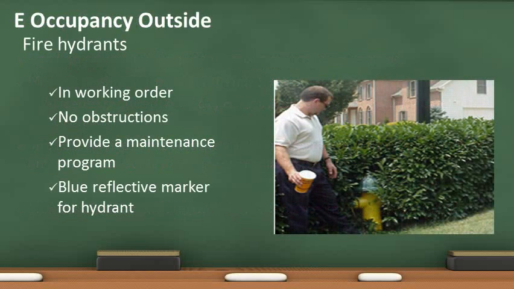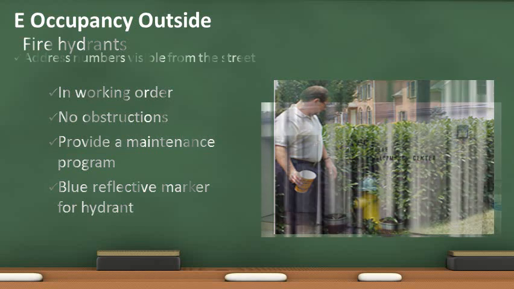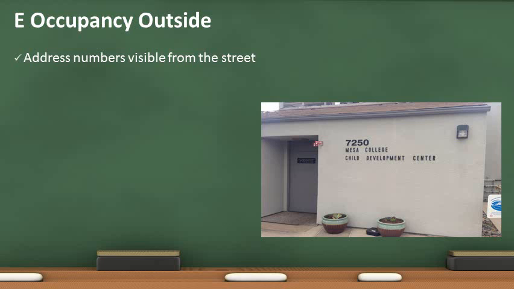Let's start the inspection. Locate all fire hydrants on the property. Ensure they are clear of obstructions for at least 3 feet in all directions and are not leaking. Ensure the address is visible from the street.